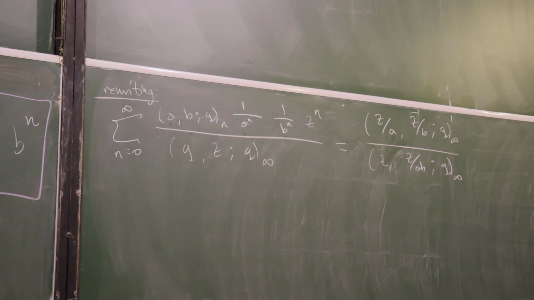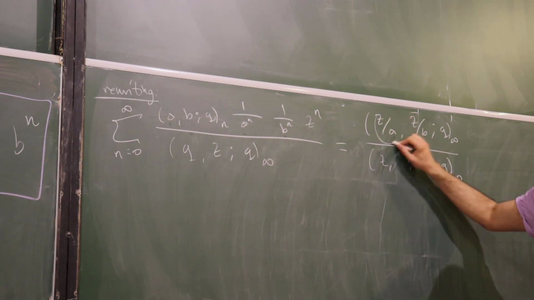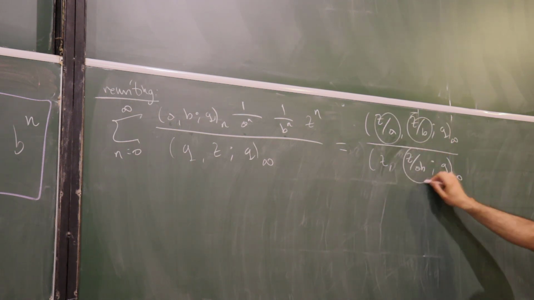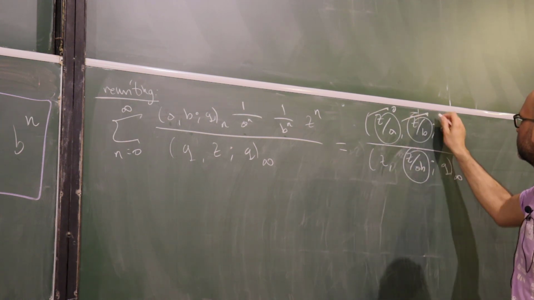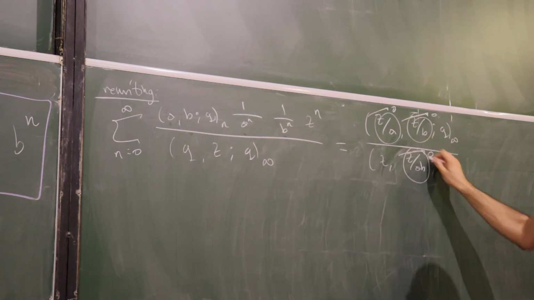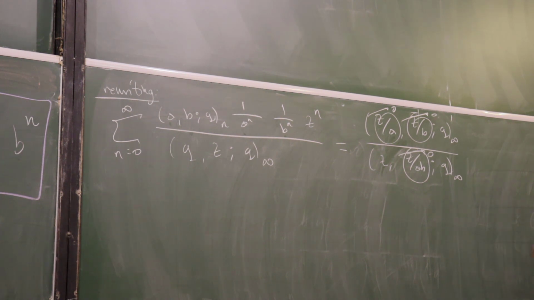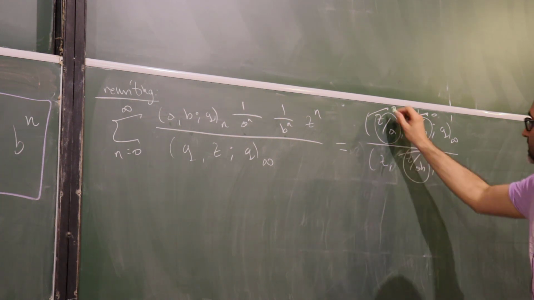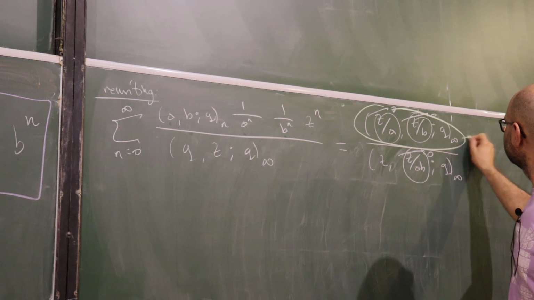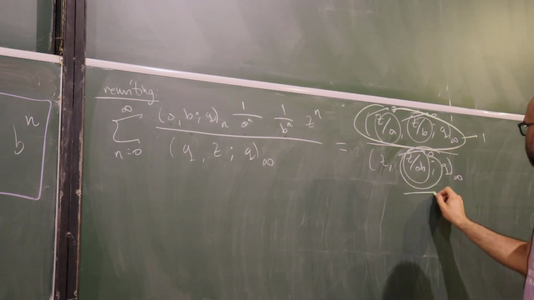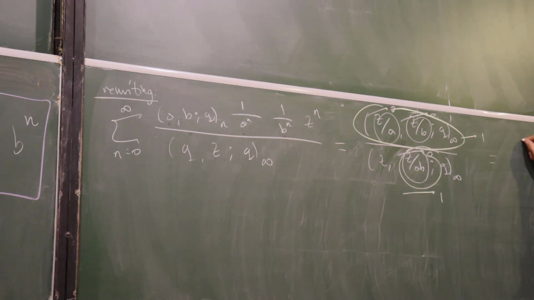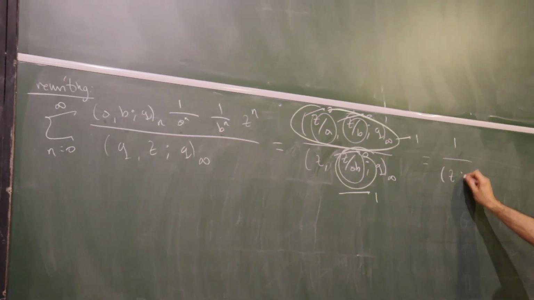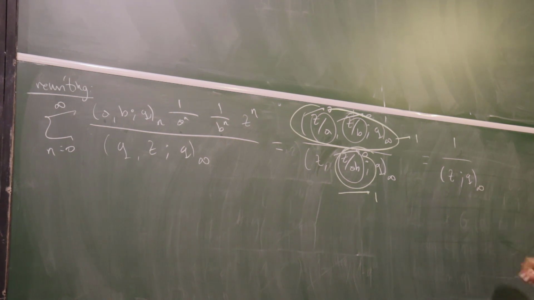Okay, now we can take the limit, take A and B to infinity. This, and that, they are going to go to 0. Which means that the corresponding infinite products will become 1s, and the only survivor is 1 over Z Q sub infinity.